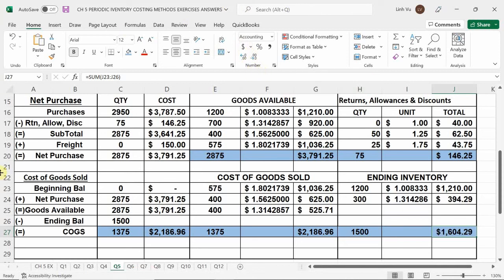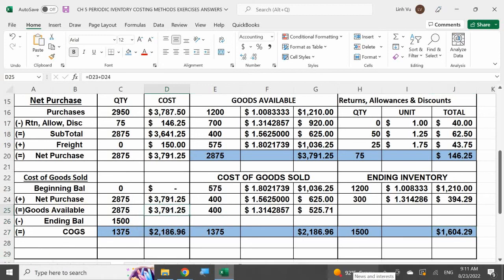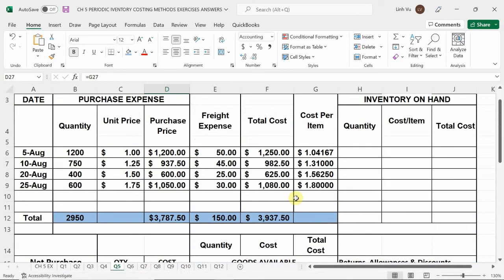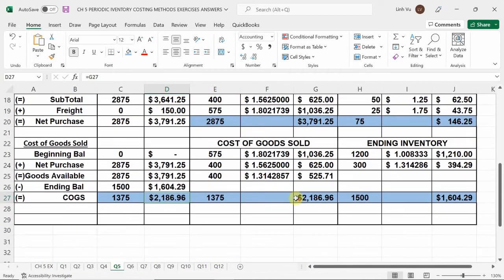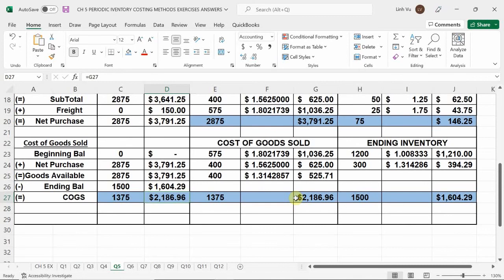Right? Or I can just simply calculate my goods available minus my cost of goods sold and get the same exact answer. I just want to make sure that when I do my ending inventory, I know exactly how much to transfer over into my next inventory worksheet. Okay. Awesome. So there you go. There's the second method that we learned, right? And we were able to calculate it like this.